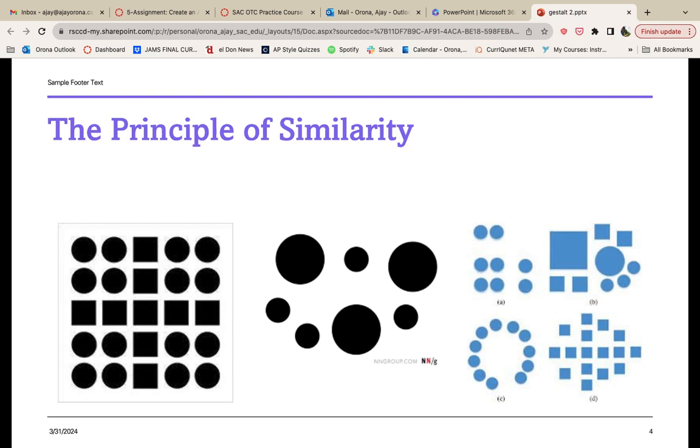So, in this video, let's go over the principle of similarity. At this point, many of you are about midway in your study of Gestalt theory. And when you go back and look at the 5 basic principles, the one that tends to trip up students the most is the very first one, the principle of similarity.